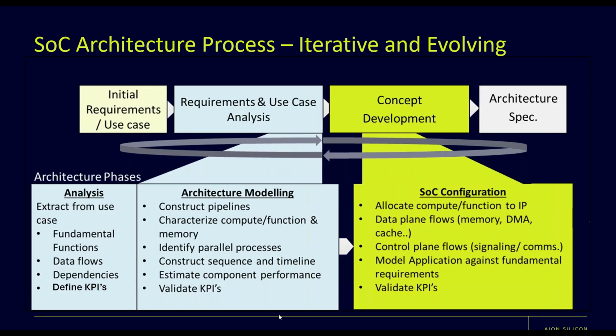Once we've gone through that initial requirements and use case analysis step, and we have that initial concept architecture to work with, we then go into a more detailed phase, concept development, developing that architectural concept into a spec that the design team can work from. Now, this generally means we have to get down to the detail of actually modeling our system and verifying that the candidate architecture we've selected will actually meet the KPIs we've set. And I'll come back to that on a later slide.